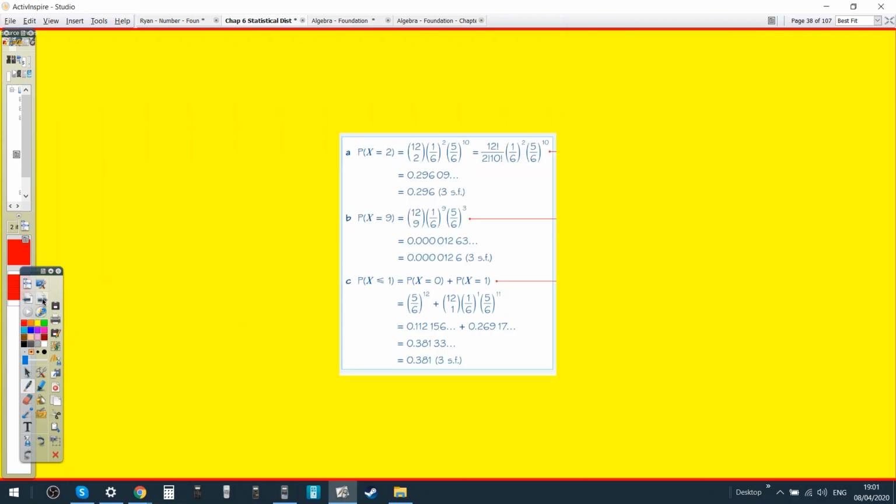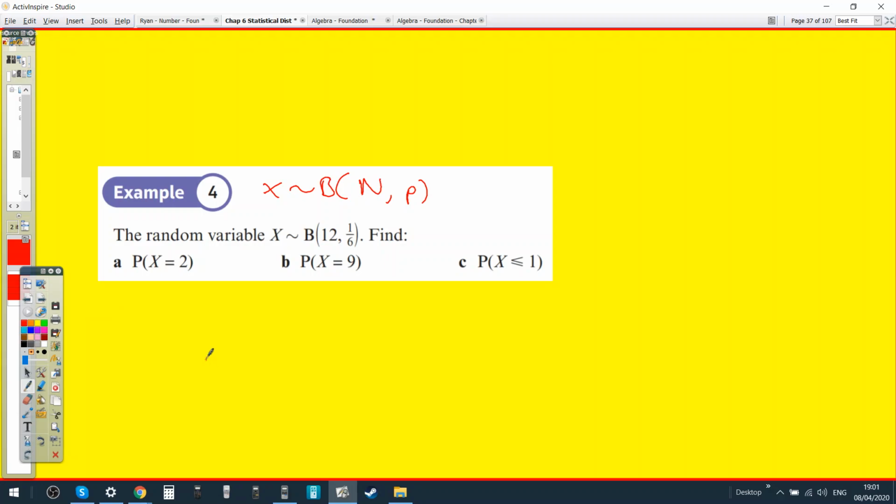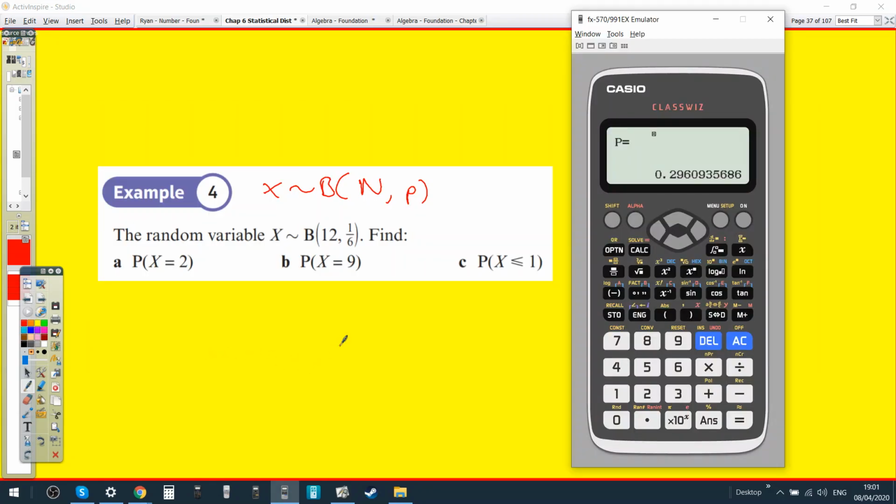Yeah. 0.296. What would be B? X is 9. And then the other two are the same. Yep. Oh wow. So you've got 5 zeros and then 126. So a very tiny number. Or if you multiply it by 100, you'll get a percent. So 0.00126%. How would you do C?